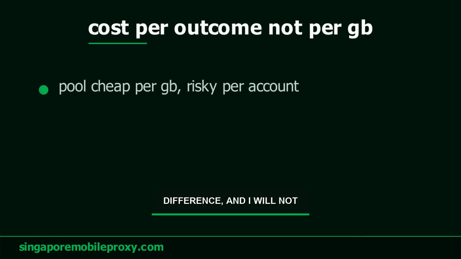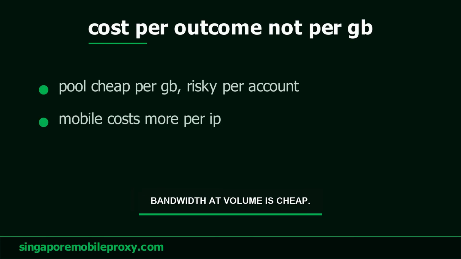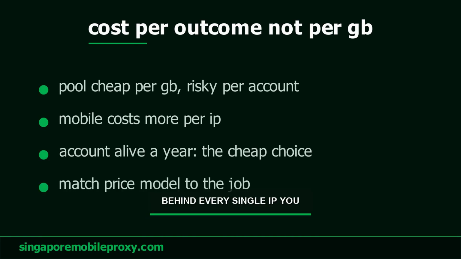There is a real cost difference, and I will not pretend otherwise. A proxy pool is cheaper per gigabyte because residential bandwidth at volume is cheap. A rotating mobile proxy costs more, because there is a physical SIM, a physical phone, and a monthly carrier bill behind every single IP you use. Real hardware costs real money.